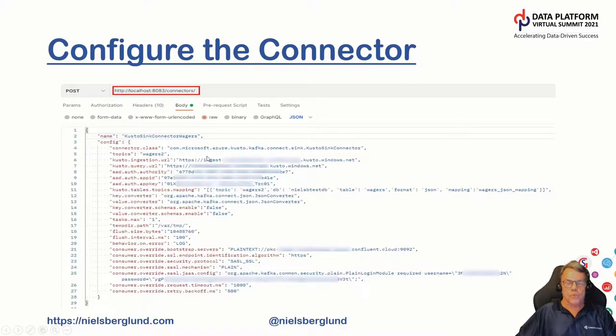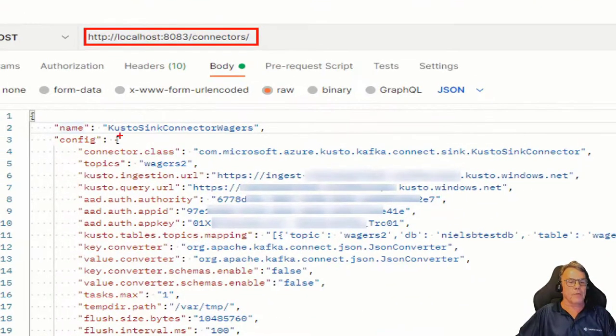So we are creating a connector. We are giving it a name, Kusto sink connector. We are saying, from the connectors that now exist in this image, which is the connector class, and that is what you see here, com Microsoft, yada yada, connect sink, Kusto sink connector. We are saying which topic to read from. At the moment, this is not correct. We are reading from wagers instead of wagers2, but that is neither here nor there. We are telling the connector where it should ingest to, where it can query from. We are doing some authentication stuff.